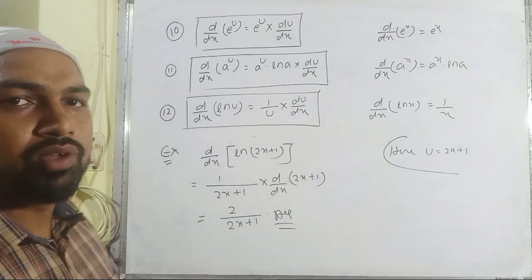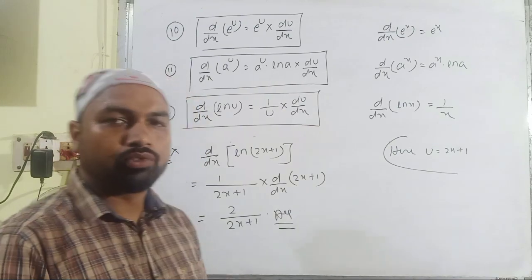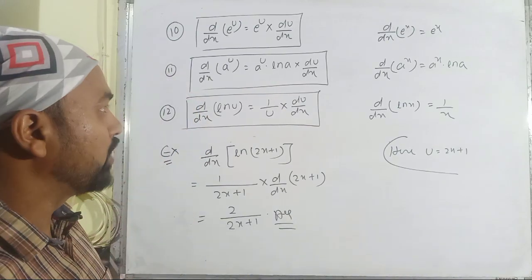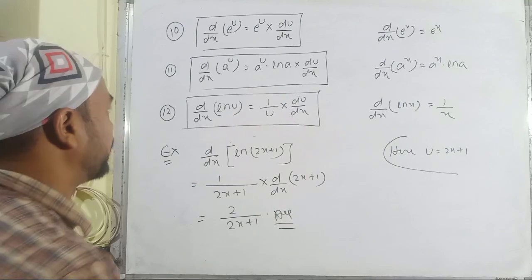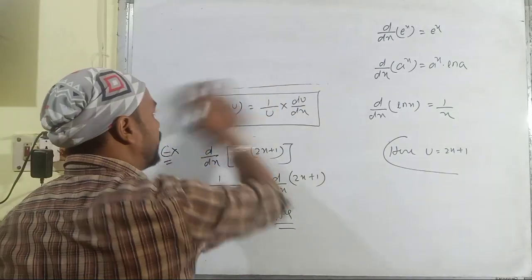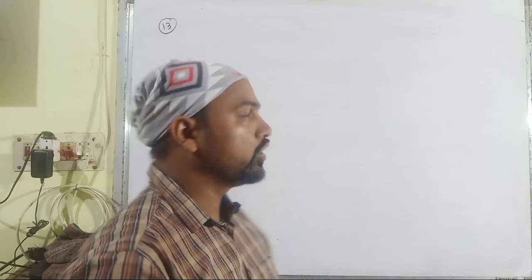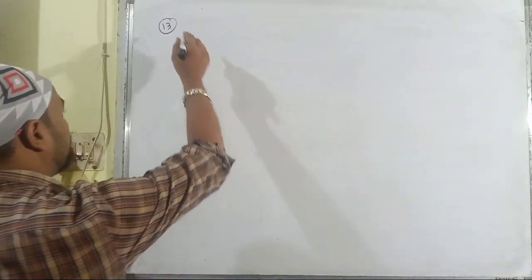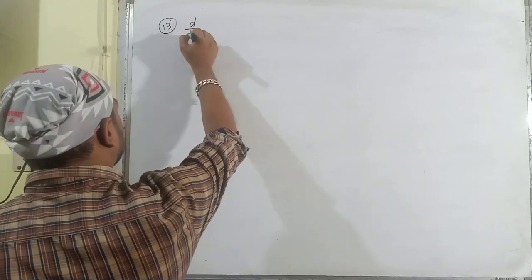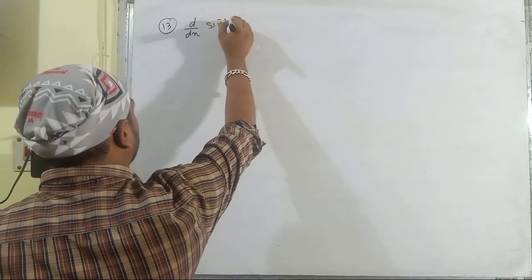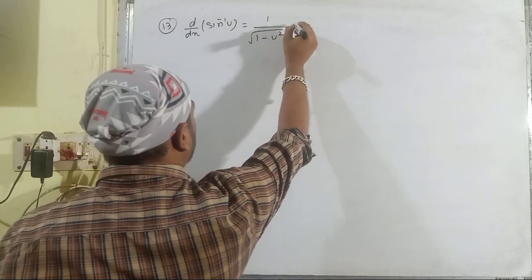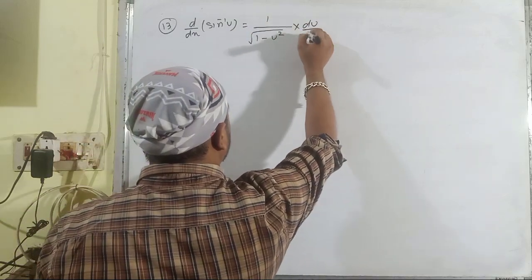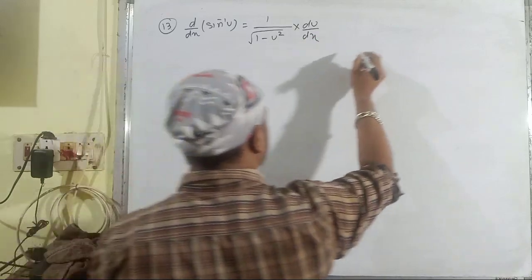Then let us have the rest of the formulas of derivative of composite functions, and then some problems based upon that. Now let us go through the last phase of this current video session. Starting from the differentiation of sine inverse u, it is 1 upon square root of 1 minus u square multiplied with the differentiation of u with respect to x.